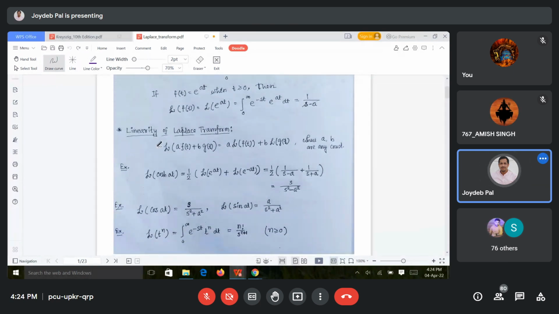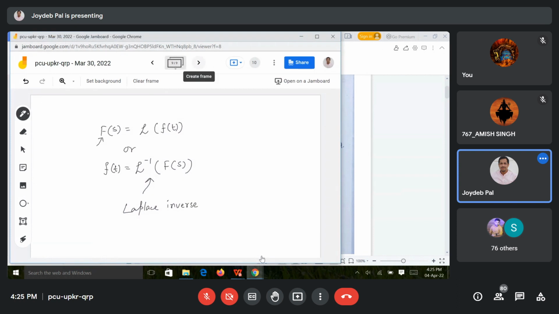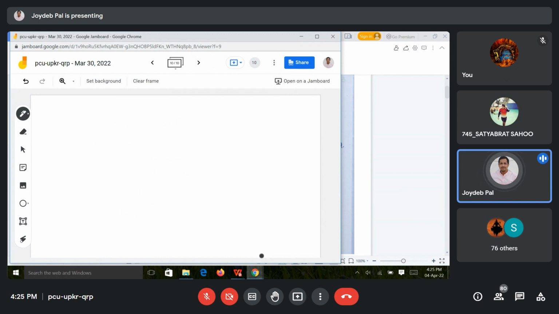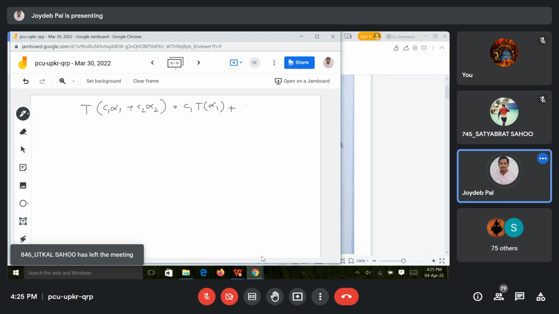Now let us come to the linearity of the Laplace transform. Do you know linear transformation? Do you remember? In vector space you have studied linear transformation, right? You forgot. Yes, sir. Okay. So the linearity property means T of (C1 alpha 1 plus C2 alpha 2) is C1 T(alpha 1) plus C2 T(alpha 2). So that is called the linearity property.